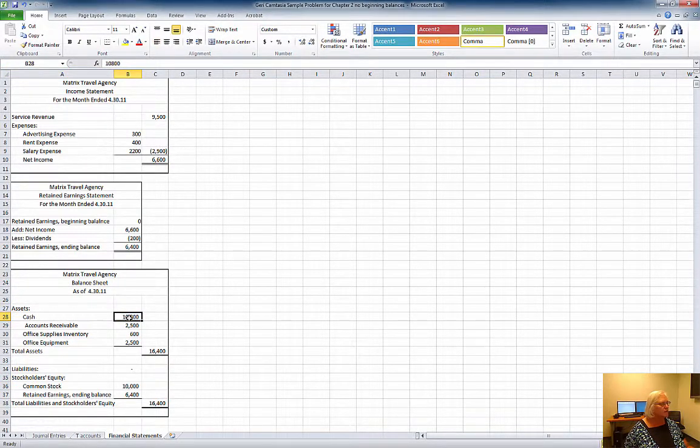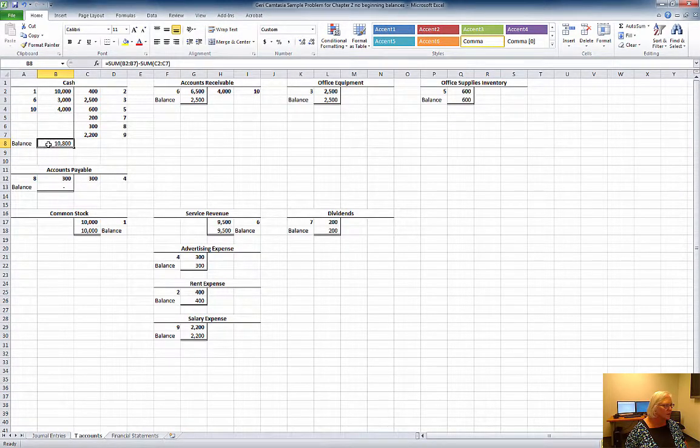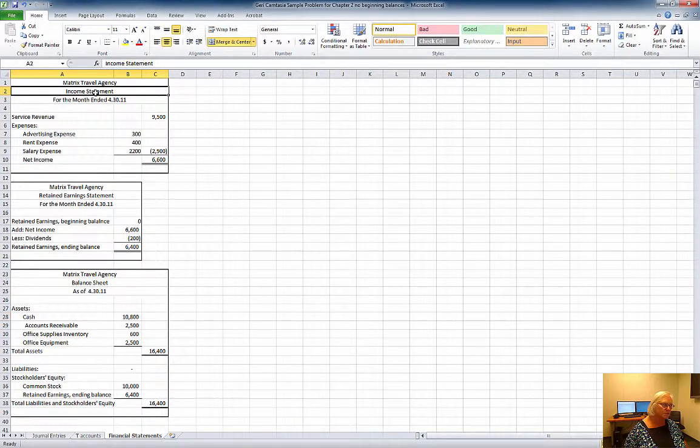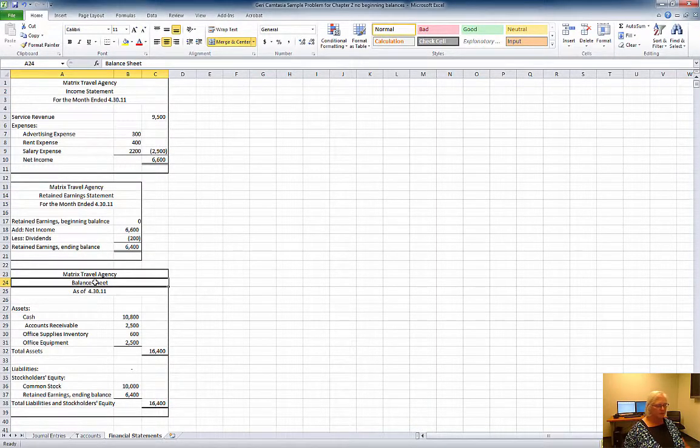And you can always tie it to it, or you can just put the amount in there. But anyway, the numbers on the financial statements come from the balances in the T accounts. Okay, the order that we prepare financial statements: we do the income statement first, then we do the retained earnings statement, then we do the balance sheet.